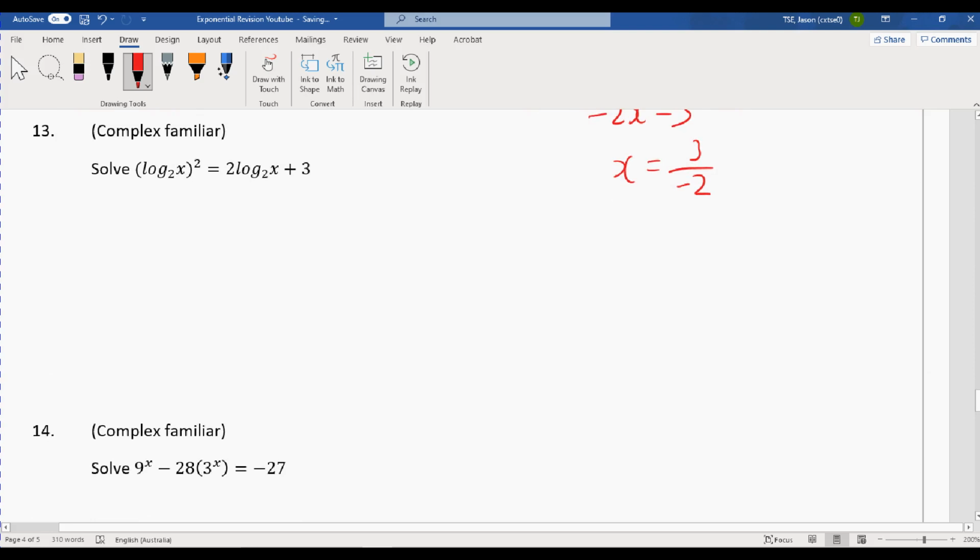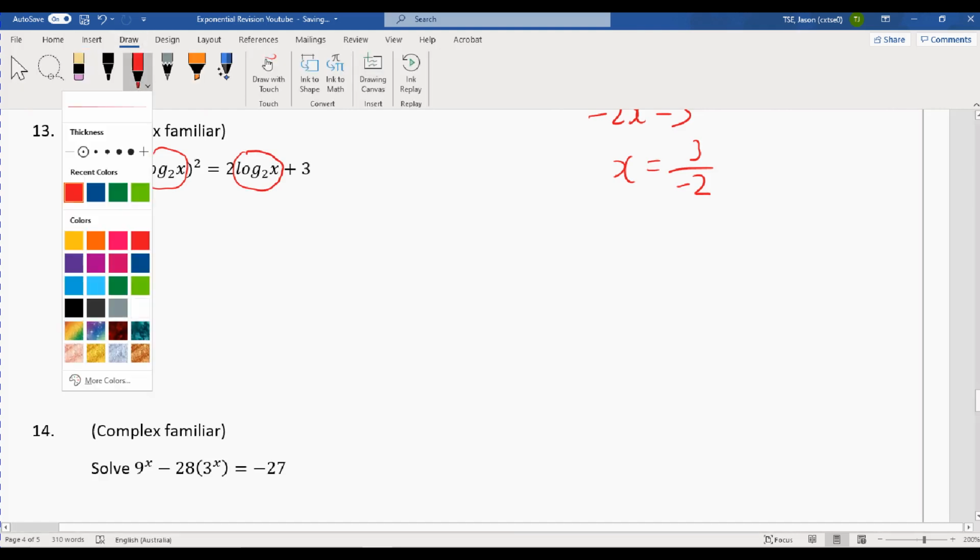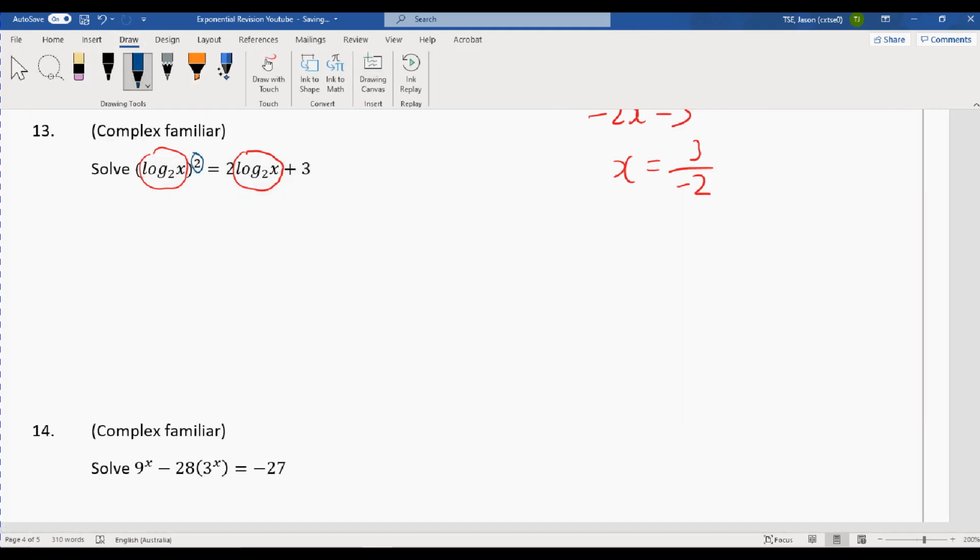These two questions are more complex. How can we solve those questions? When you observe, there's a logarithm squared that equals something times a logarithm. You see that the logarithm is the same, and how about that it's a square, right?